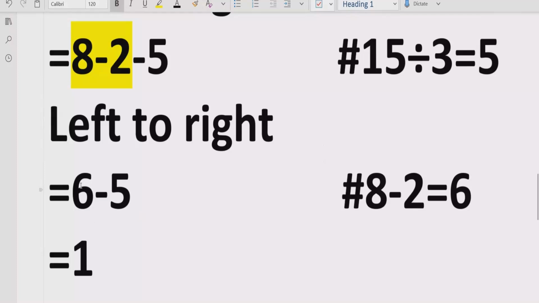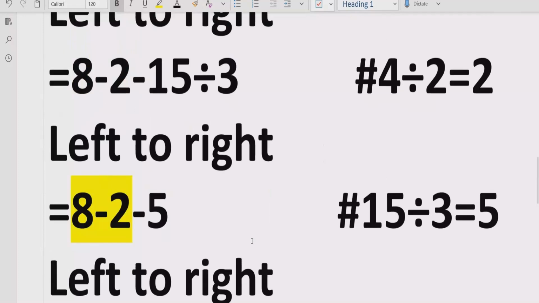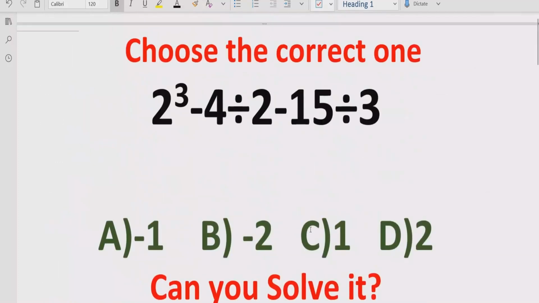Not -1, 1, because we have plus sign with the larger number. So that's why we get the answer is 1. If you see the answer list, answer C is the correct answer of this expression. So I hope you understand how you can solve the given expression using PEMDAS and BODMAS method and find out the correct answer. So that's it for today.